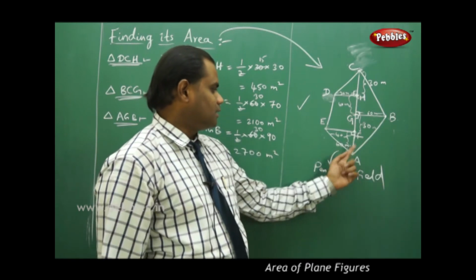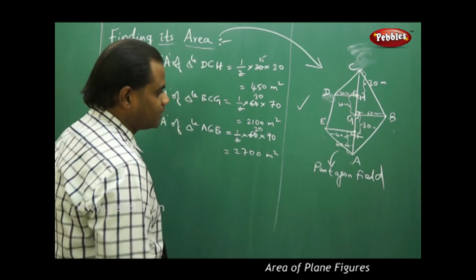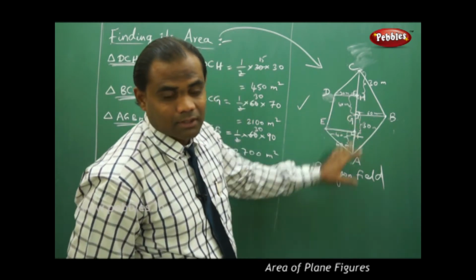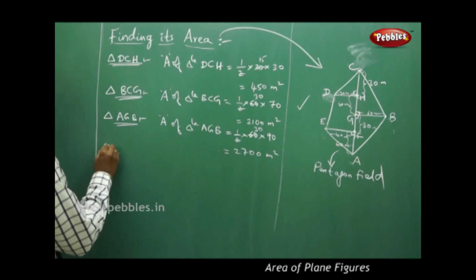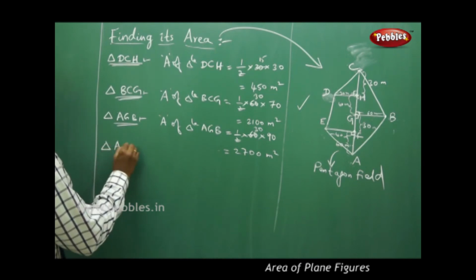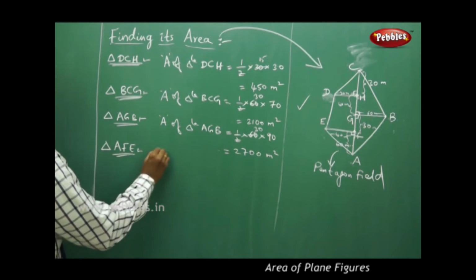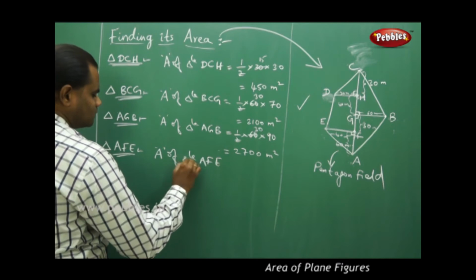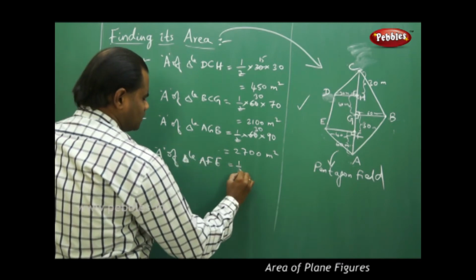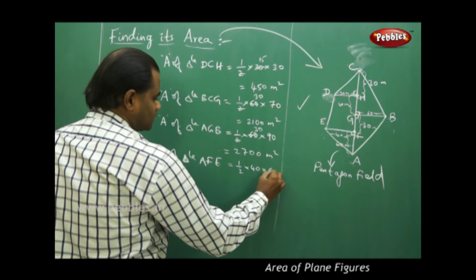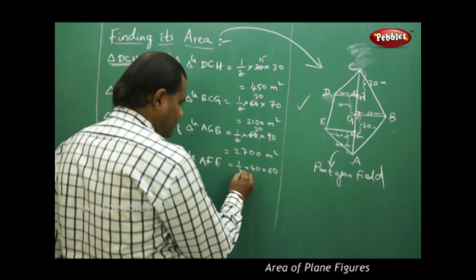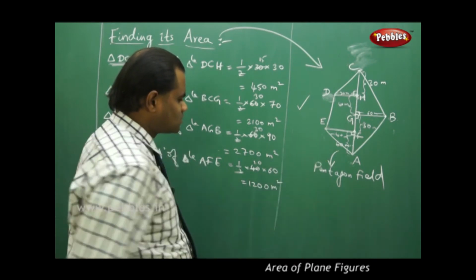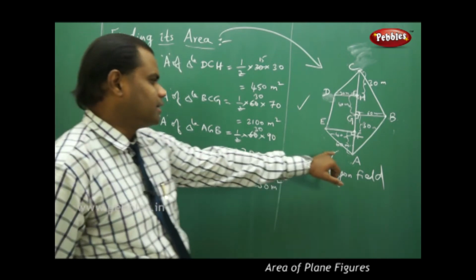Similarly, I take the triangle AFE, where I find the area, but clearly I see here the base is 40 meters and the height is 60 meters. Therefore, triangle AFE will have area of half times base into height. So this on further simplification gives me 2200 meters square. So this is what I obtain for area of triangle AFE.